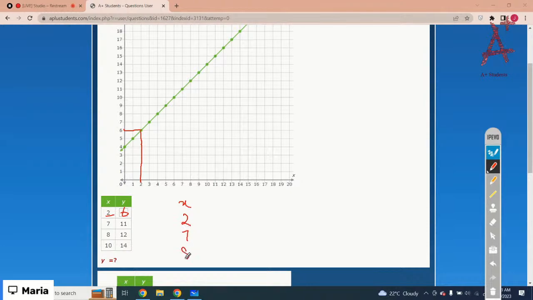Now let's just look at the relationship between x and y value. X is 2, 7, 8, and 10. Just look at the y values. When x is 2, y is 2 plus 4 equals 6. Got it? When x is 7, the y is 7 plus 4 equals 11. When x is 8, it would be 8 plus 4 equals 12. When x is 10, 10 plus 4 equals 14. That means for each value of x, you have to add 4 to x and you will get the value of y. So it would be y equals x, this is the x value, you add 4. So it would be y equals x plus 4.